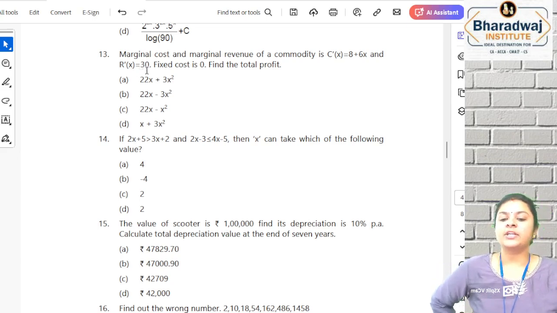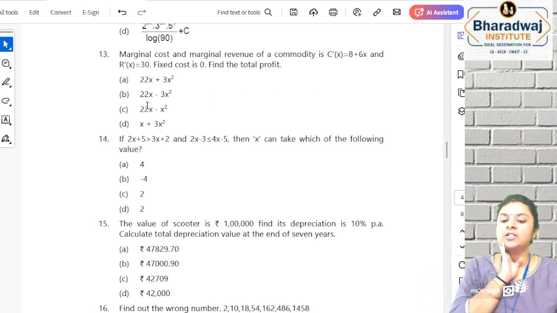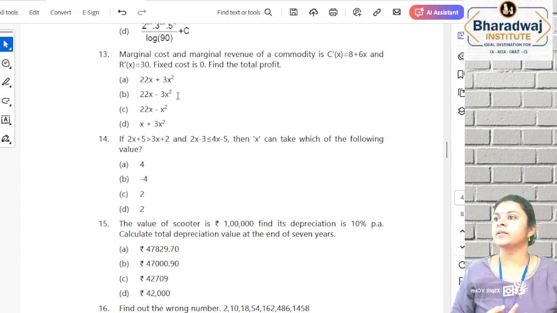And revenue is 30, so 30x. So, total profit is 30x minus 8x minus 3x square. So, answer is 22x minus 3x square. Option B. Correct? 14th one.